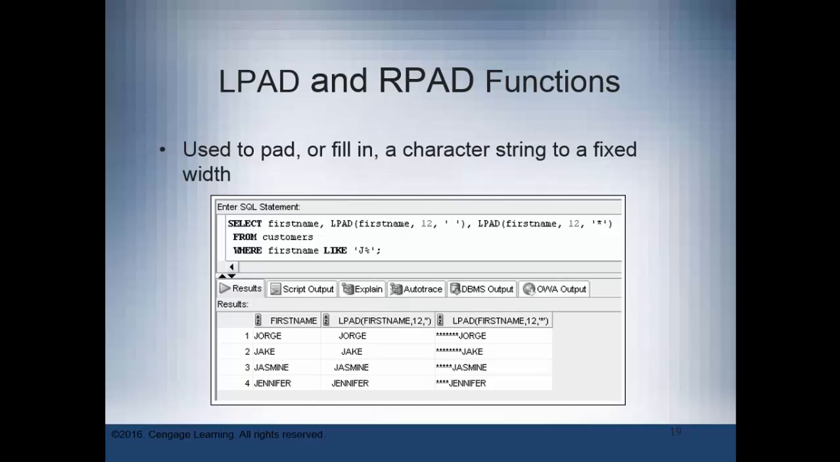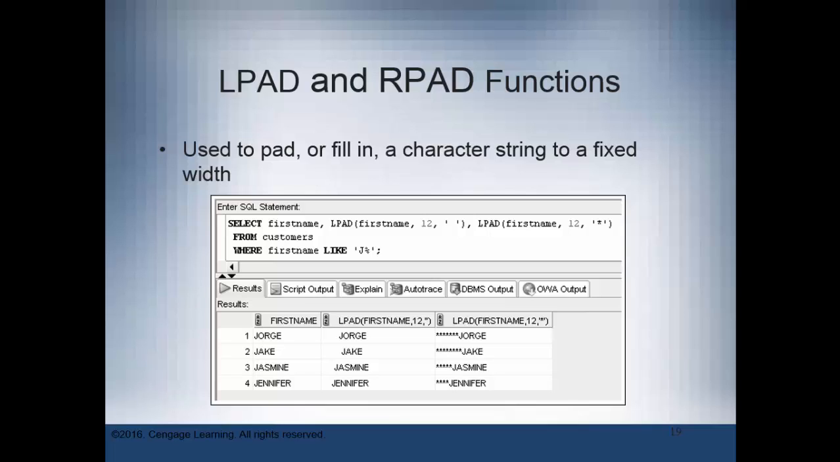The lpad and rpad functions are used to pad or fill a character string to a fixed width. If you look at the example in this graphic, the select clause in the second column is using the lpad function, and it's saying pad the first name field data to a width of 12 and pad with just empty spaces. If you look at the example output data for the second column, the lpad function is using spaces to pad to the left of the data to a length of 12 with spaces.